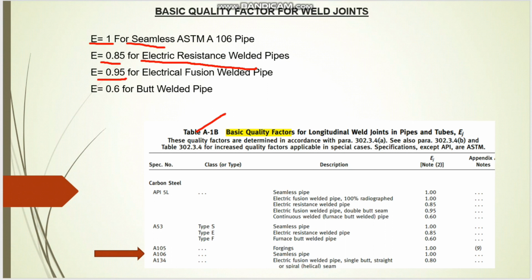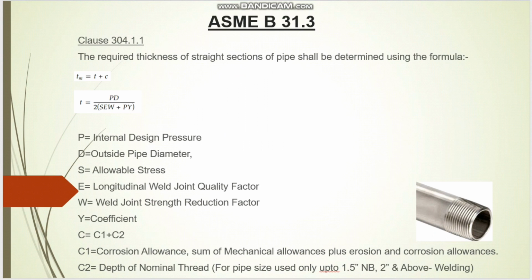It is 0.95 for the electric fusion welded pipes, and 0.6 for the butt welded pipe. Like you see here, different materials are given. For our case, it is ASTM A106 pipeline, and it is a seamless pipe. So the E, or the quality factor, is 1. So we need to consider this one. So here the values of S and E are already found.